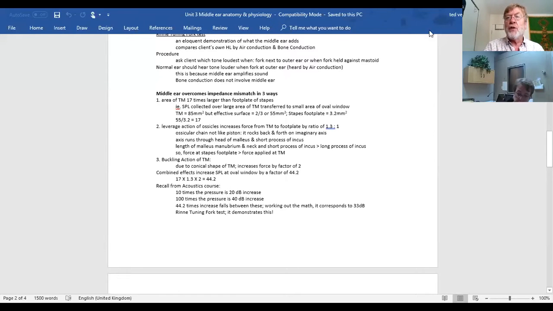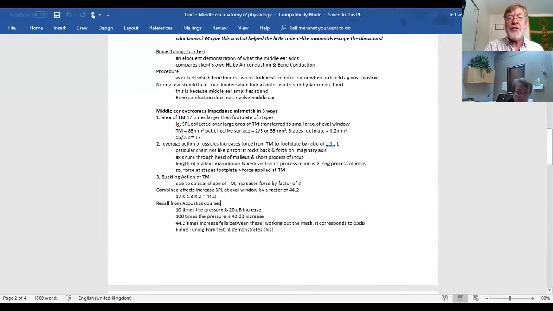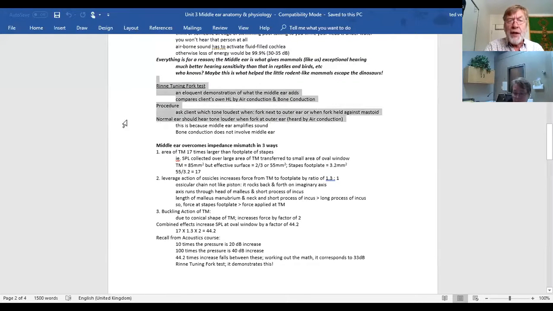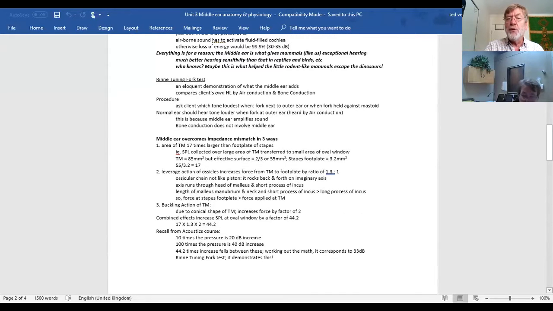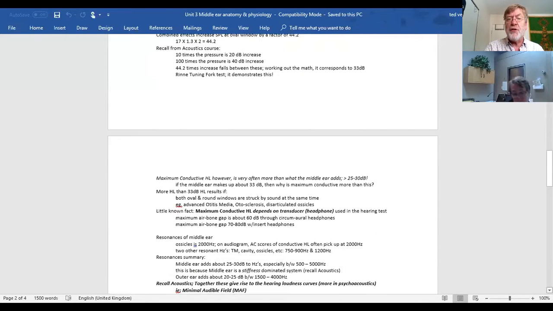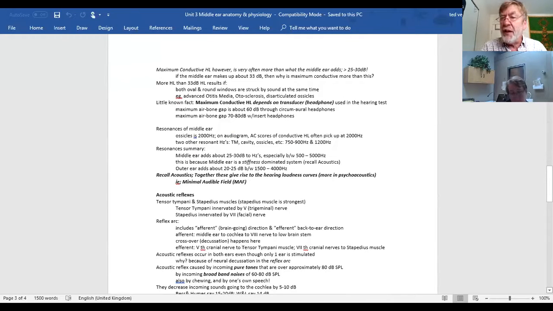The middle ear overcoming the impedance mismatch, and there is that Rinne tuning fork test covered. It's an eloquent demonstration of these three principles happening below. It just describes exactly that. Good. So now we can move down the page and continue on with middle ear physiology, the top of page 3 here.